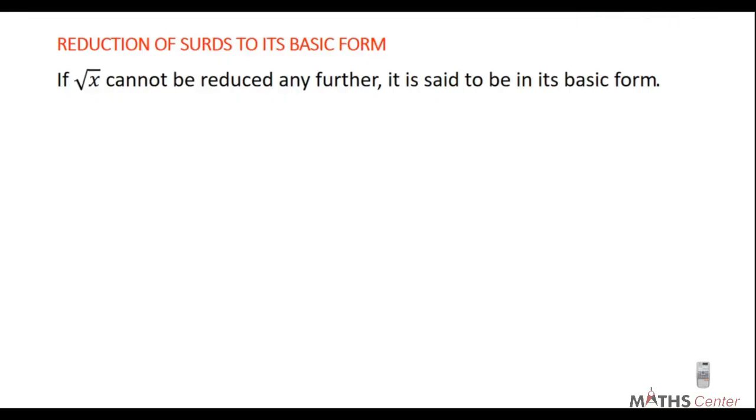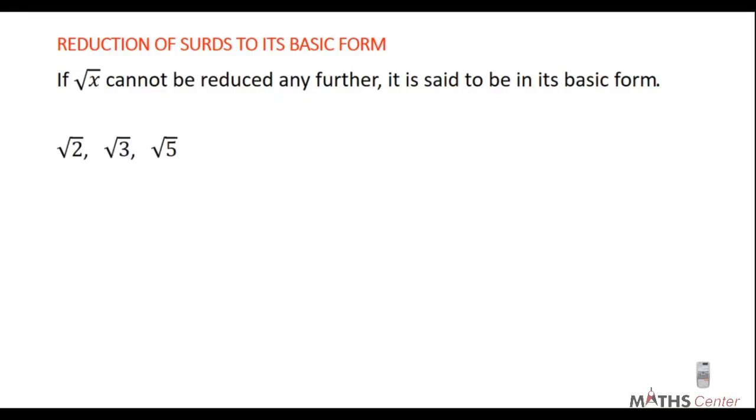Reduction of surds to its basic form. If square root of x cannot be reduced any further, it is said to be in its basic form. So whenever you have a surd and you can't reduce it any further, we say that the surd is in its basic form. Now, let's look at examples of those.